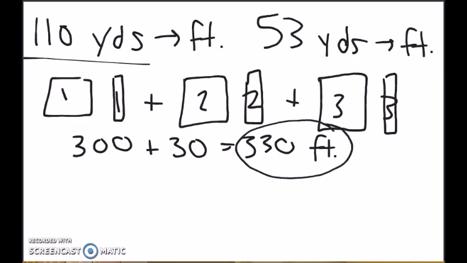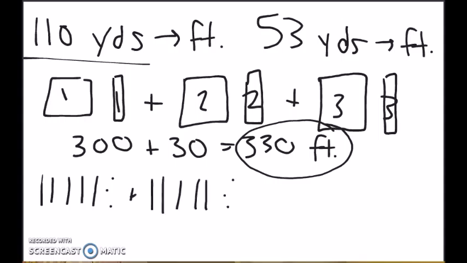And next, if I draw 3 groups of 53, I'll just draw my longs like that, and my unit cubes like that. There's my 3 groups of 53, and if I count up all my longs, I know that I have 1, 2, 3, 4, 5, 6, 7, 8, 9, 10. So that's 100. And then 1, 2, 3, 4, 5 more.